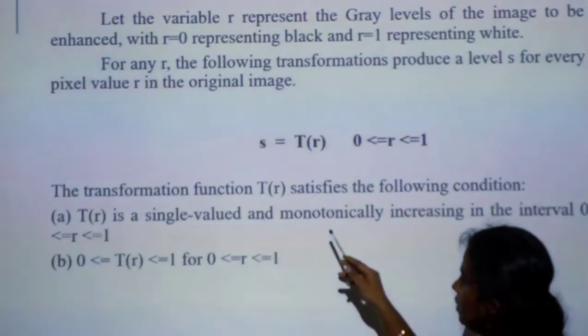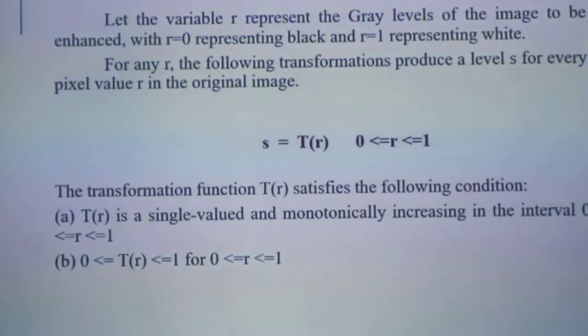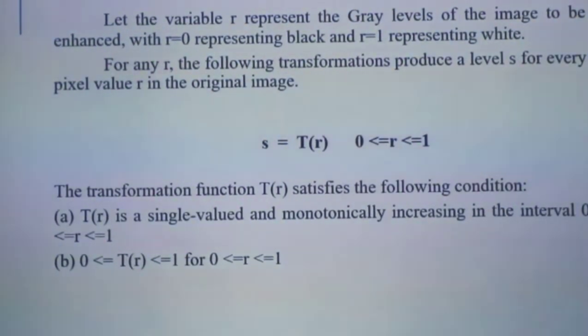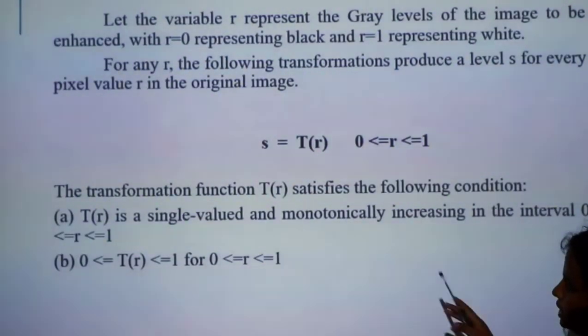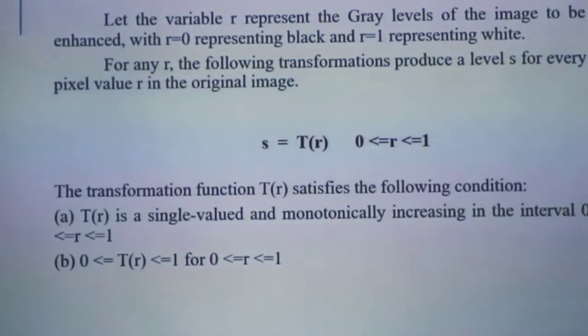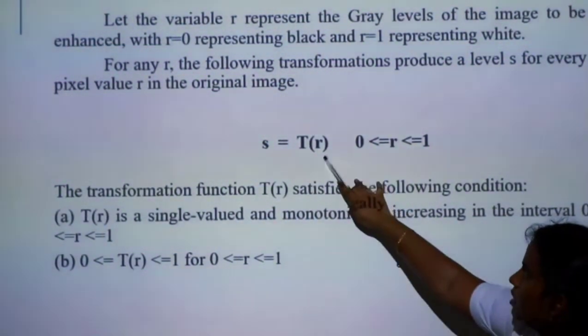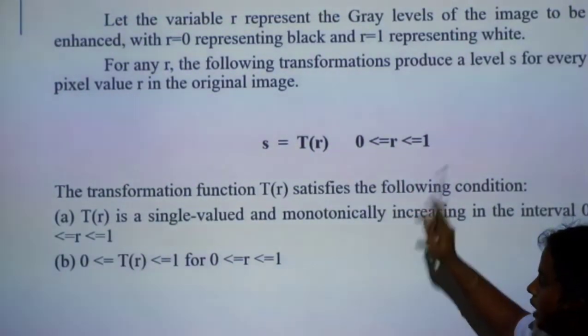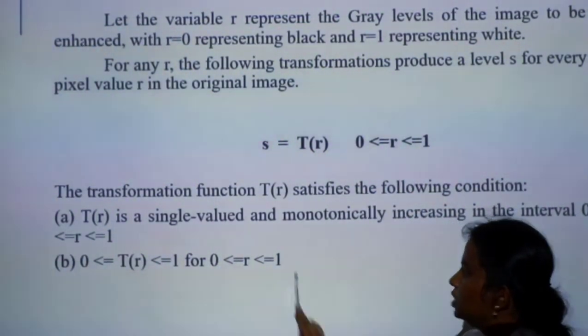The transformation function satisfies the following two conditions. First, T of rk is single valued and monotonically increasing in the interval 0 to 1. Next, the transformation function values lie between 0 and 1, and the r values also lie between 0 and 1.